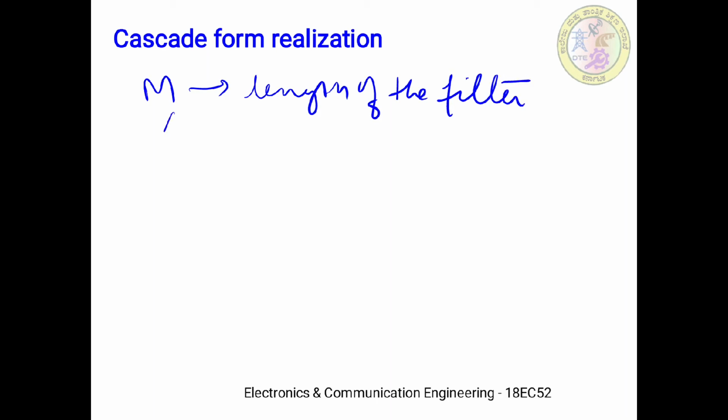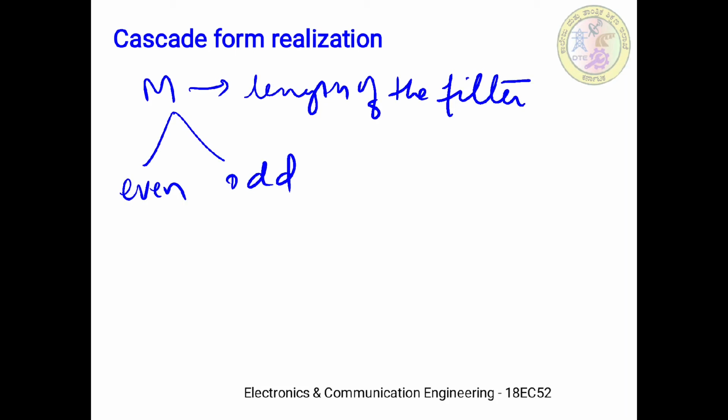Now we know that the transfer function of FIR systems is an M minus 1th order polynomial in z. So this polynomial can be factored into second order factors. Before factorizing, we need to consider whether the length of the filter, capital M, is even or odd. Here M represents the length of the filter, and this M can be even or odd.